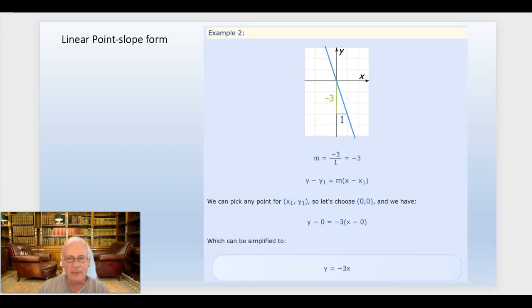Let's look at another example here. This one has a negative slope. It's coming down, down, down. It has a slope of negative 3. All right, and it goes right through the origin, 0, 0. You see that right there? So we can just use 0, 0 for the x1 and the y1. Just put zeros in there. So the equation becomes very simple here. y equals negative 3x when it goes through the origin.